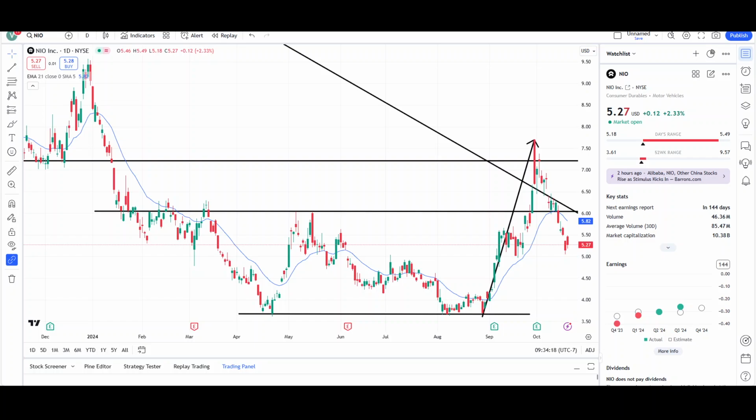What's up, traders? This is Vee Trades, and today I will be doing a technical analysis breakdown for NEO with the ticker symbol NIO. I will first be going over what I see on the daily chart and finish the video off with the weekly chart.